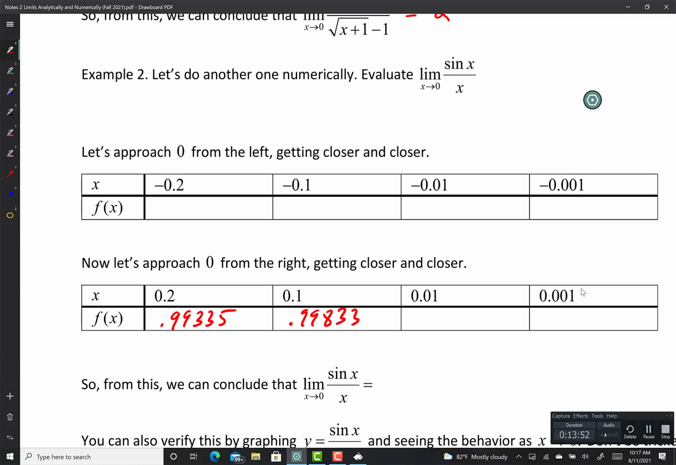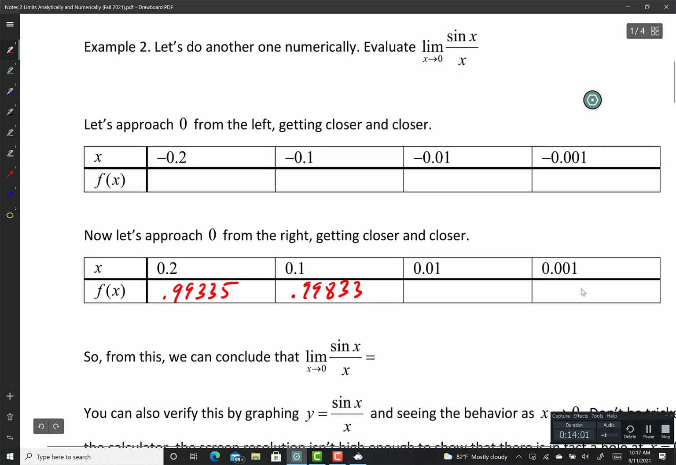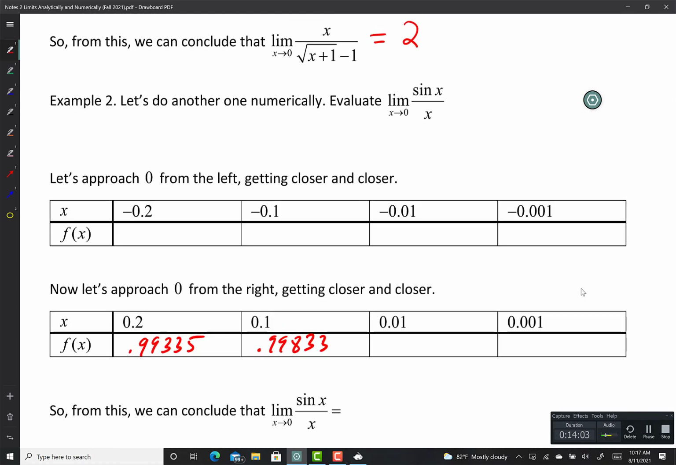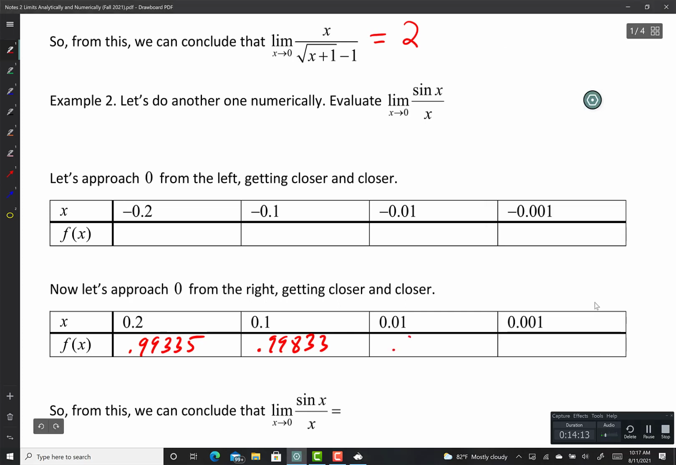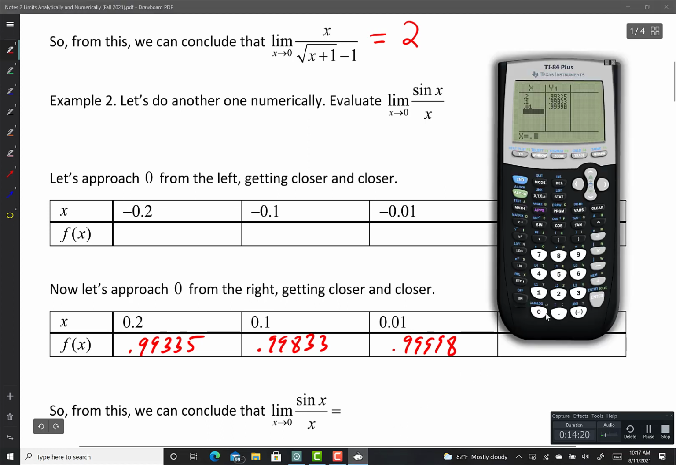Second table. Second graph. Oops, I did the one on the bottom instead. 0.01. 0.999912348. 0.001. It says 1. Hold on, real quick, guys.